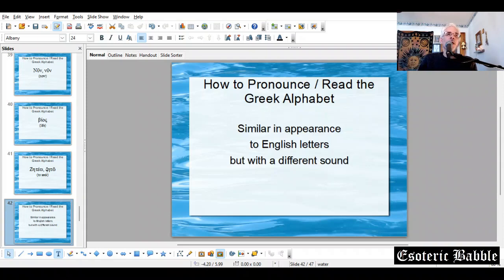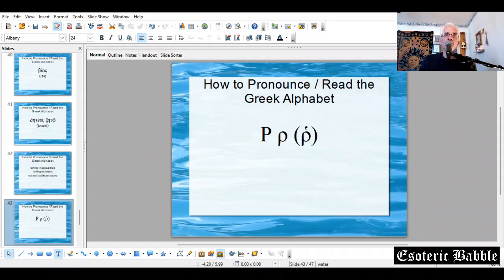Okay, now a couple letters, and we've run into some of them already, but there are a couple of letters in the Greek alphabet that are similar in appearance to English letters, but they have a different sound, so they could be very misleading. Kind of like the N sound that looked like a little V there.